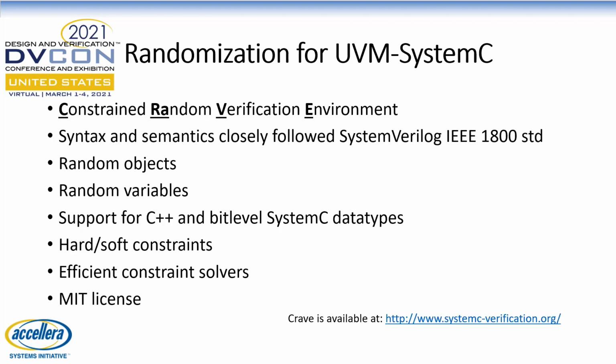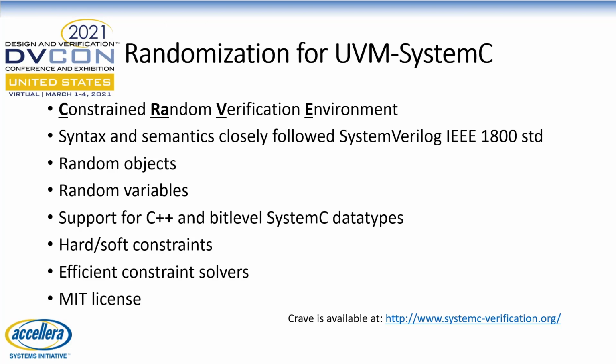CRAVE stands for Constraint Random Verification Environment and is a C++ library which can be used for randomization. Its syntax and semantics closely follow the SystemVerilog IEEE 1800 standard, so it will feel familiar. It supports random objects, random variables, C++ data type randomization, and SystemC data type randomization.